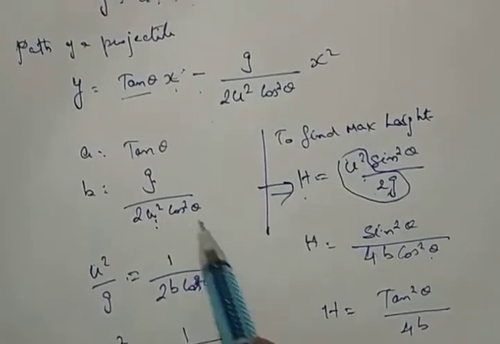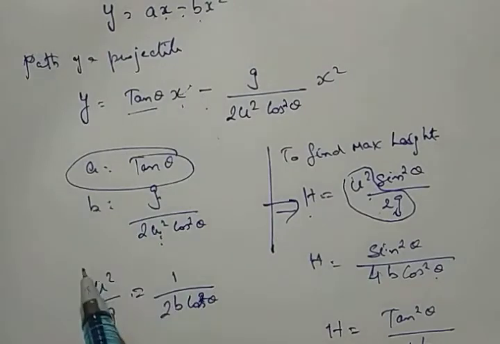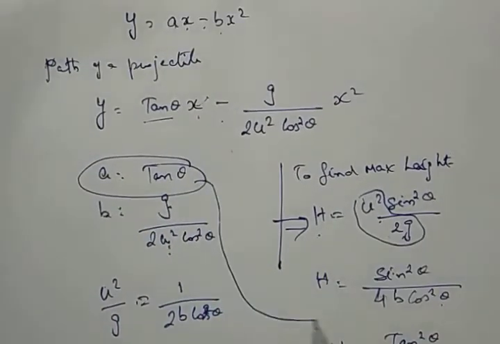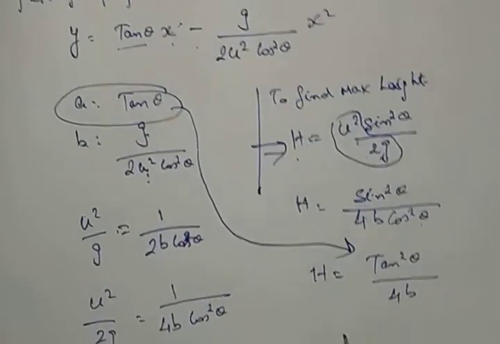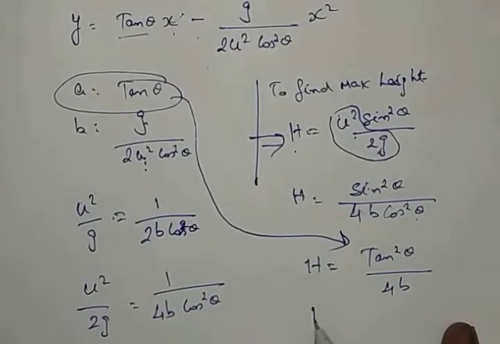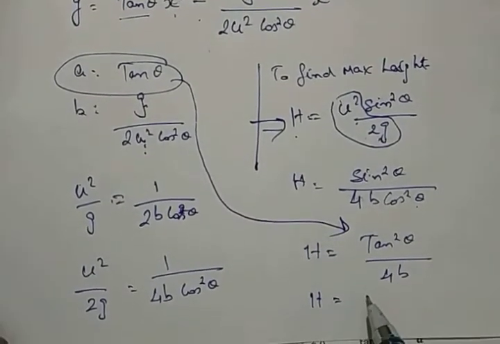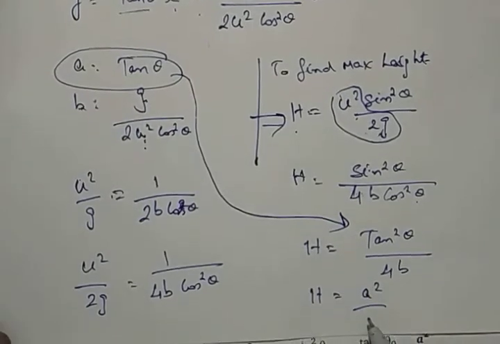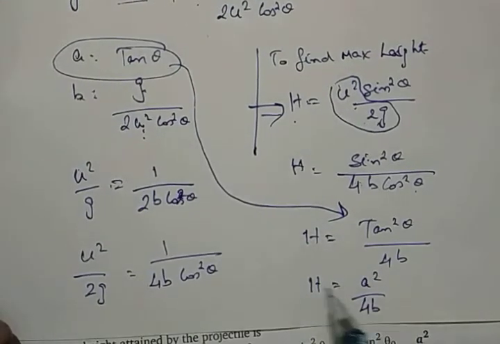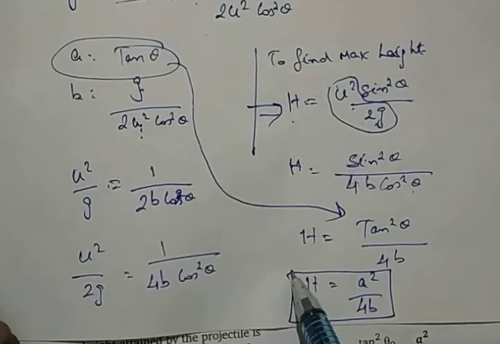Now already we know a is equal to tan theta. You can put this value here. So what is tan square theta? You get here h is going to be equal to a square. It is a square upon 4b. That will be the value of height.